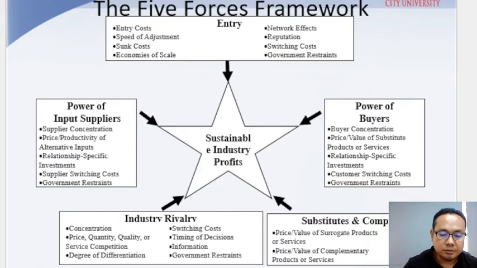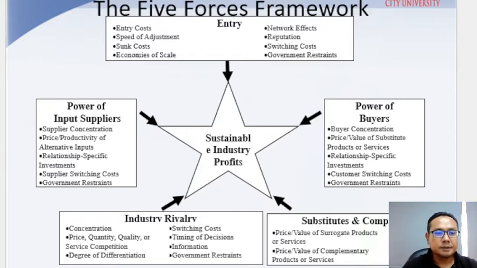So that's why, as you can see from this figure, we can see the five forces framework, pioneered by Michael Porter.